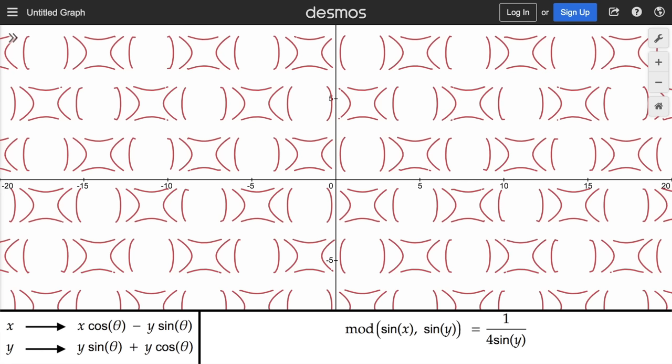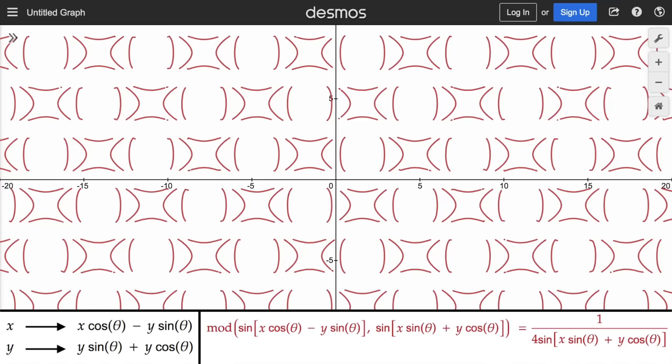Mod of sine x sine y equals 1 over 4 sine y. What the hell? Sine inside a mod? Oh well. Replace the x's with x cos theta minus y sine theta. Replace the y's with x sine theta plus y cos theta. Go!